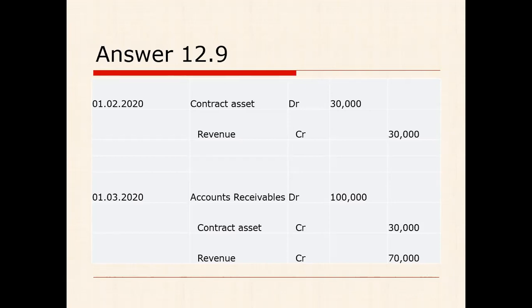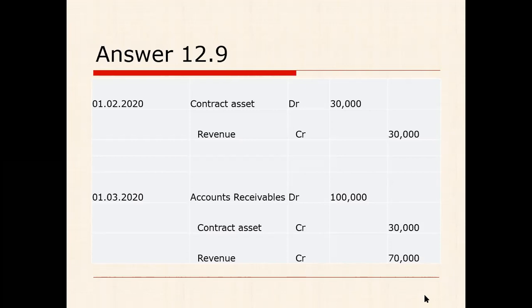On 1st of February, you have a conditional right. That's why you have put that 30,000 to the contract asset. But on the 1st of March, you have delivered the second product. So therefore, your conditional right becomes an unconditional right. So therefore, 30,000 credit to the contract asset and 30,000 debit to the account receivable. Here you have revenue 70,000 from the second product. There also comes 70,000 to here. Altogether, it becomes 100,000. Is that clear?